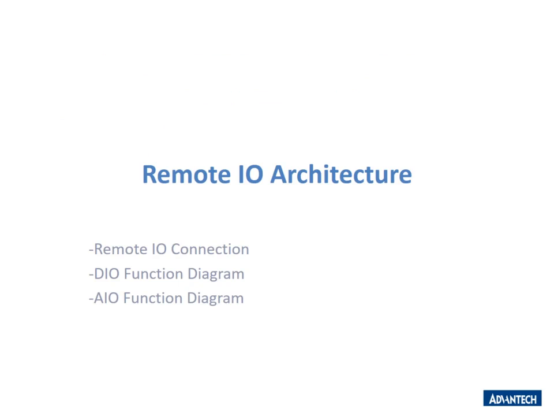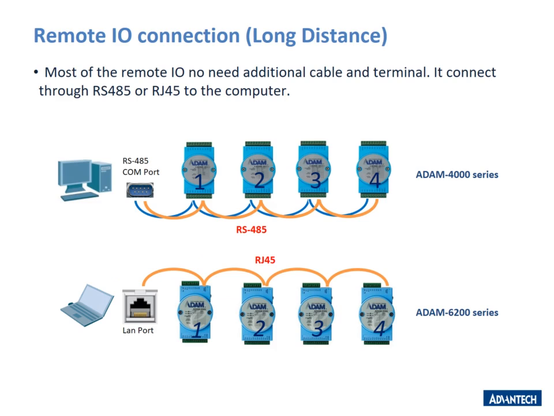In the following chapter, we are going to talk about the architecture of the Advantech Remote I/O module. Different from the Advantech DAQ card, the Advantech Remote I/O module uses RS485 or RJ45 for connection. Therefore it can support longer transmission distance. As the pictures show below, we can use the COM port and LAN port to connect ATOM 4000 series modules and ATOM 6200 series modules to the computer. In the following page, we are going to talk about the remote I/O architecture.